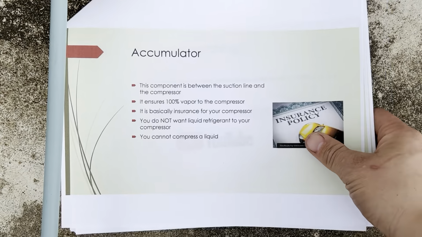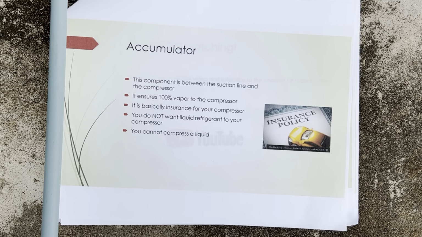After that, we hit an accumulator on some units. An accumulator is the component between the suction line and the compressor. What the accumulator does is ensure 100% vapor to the compressor. That's why I have a little insurance policy clip there. It's basically insurance for your compressor, because you do not want liquid refrigerant to your compressor. Your compressor will not like liquid refrigerant. That'll make a nice little noise for you too. It'll talk to you when it gets liquid refrigerant.